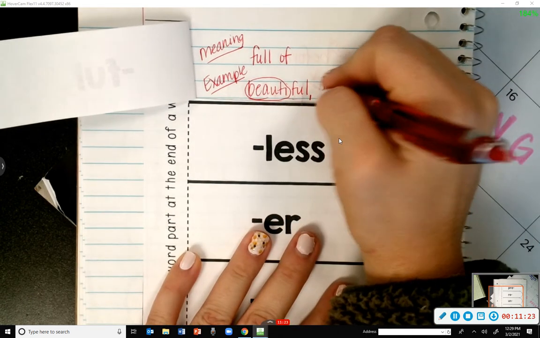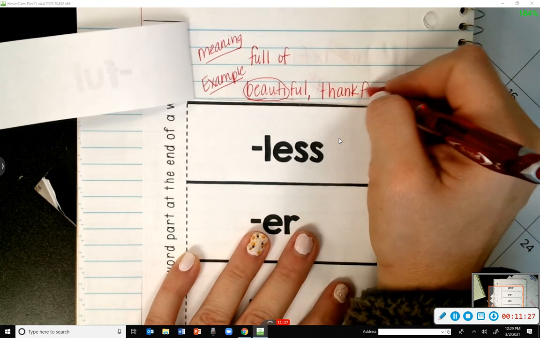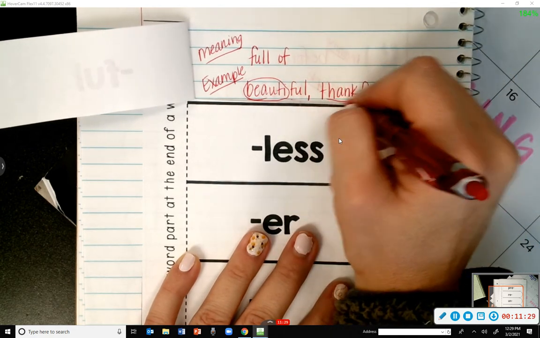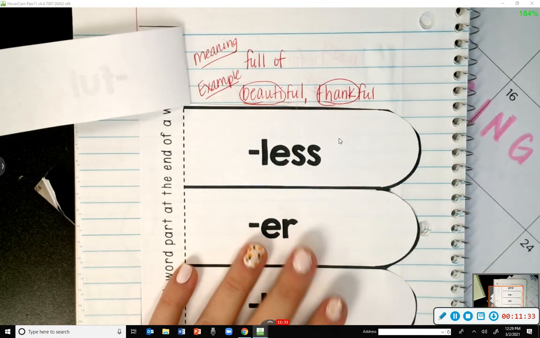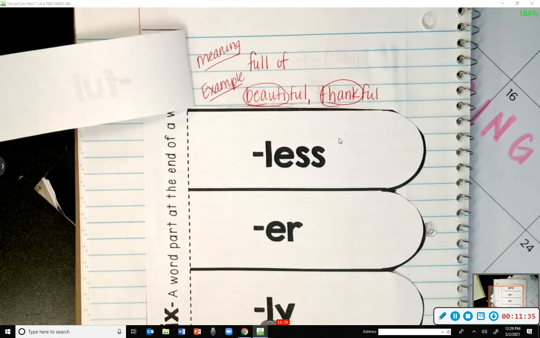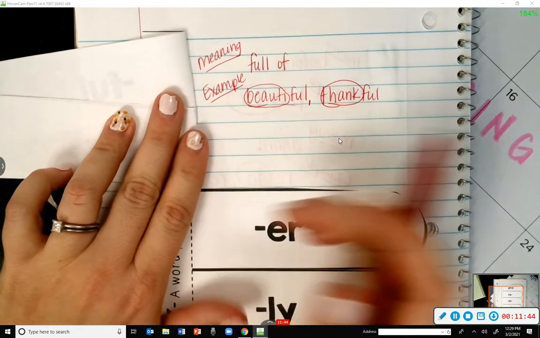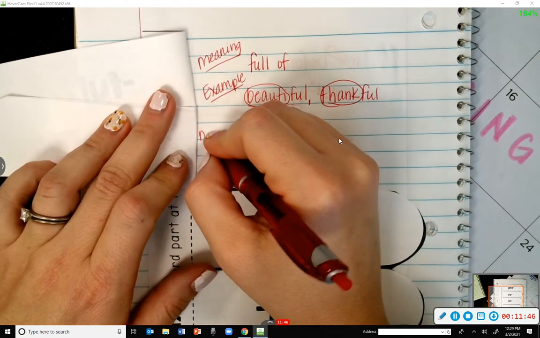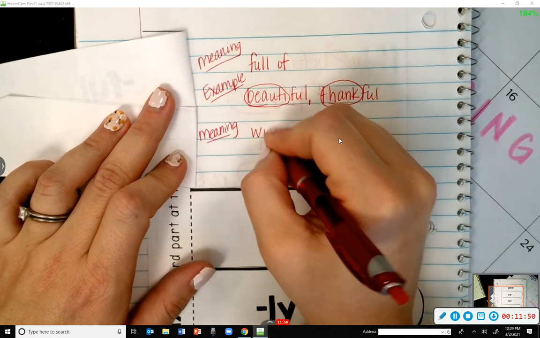Grateful and thankful. So I'm taking the word thank and putting full at the end of it. So what does that mean? Thank is my root word. Thankful means you're full of thanks. Okay? Less. Less, the meaning is going to mean without. Without.